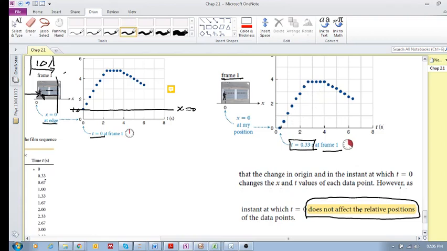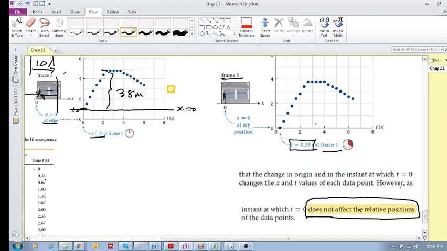This first point was originally t equals 0 and x equals 1, and now it is t equals 0.33 and x equals 0. So these points, their values have changed, yes, but the relative positions between these points have not changed. Let's illustrate this. If we take a look at this initial position and maximum position, what is the change here? If that's 1 meter and that is 4.8 meters, we know that the change between minimum and maximum is 3.8 meters.